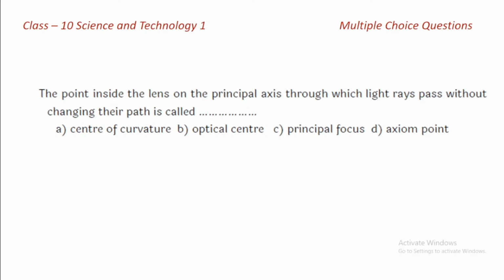The point inside the lens on the principal axis through which light rays pass without changing their path is called dot dot: center of curvature, optical center, principal focus or axiom point. So the correct answer is option B. It is called the optical center. The point inside the lens on the principal axis through which light rays pass without changing their path is called the optical center.